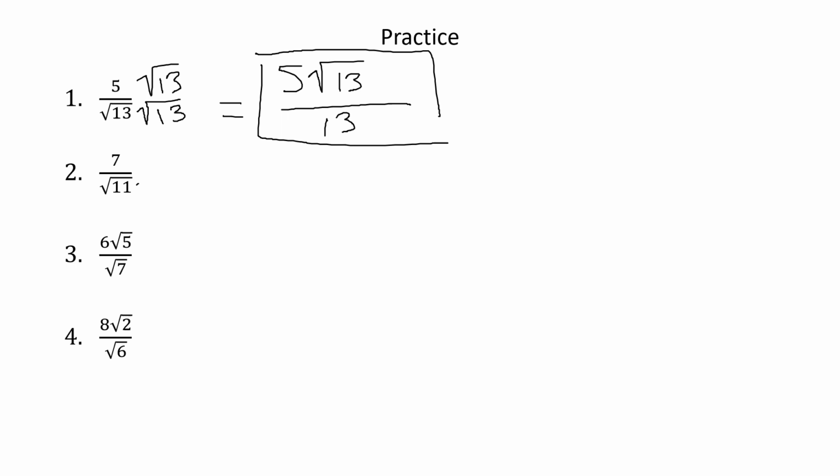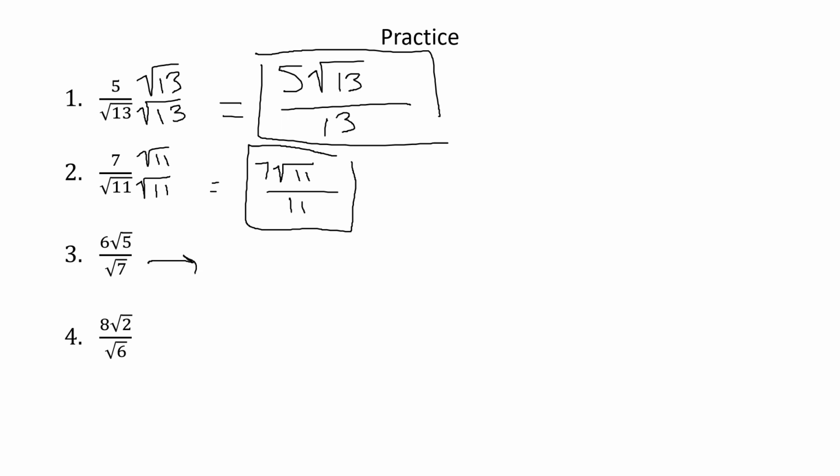Let's check it. Multiply top and bottom by square root of 11. 7 and square root of 11 can't simplify any. Square root of 11 times the square root of 11 is simply 11. And then nothing else here can simplify. 7 over 11 can't simplify. Square root of 11 can't simplify. So that's it. Now do number 3, and then we will work on it together.